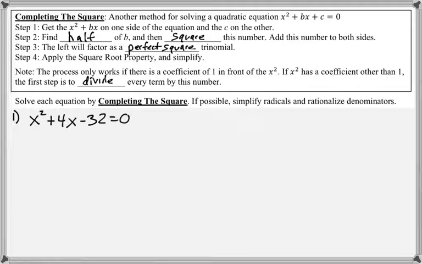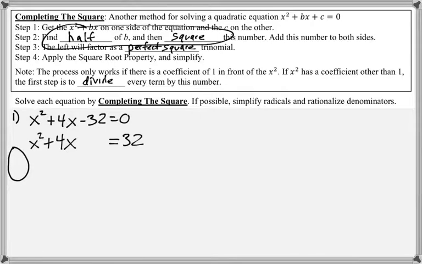It says solve each equation by completing the square, and if possible, simplify radicals and rationalize denominators. So my first step is that I want the x squared and the x term on one side, and then the constant on the other. So I want to add 32 to both sides. And you'll notice that I'm leaving a space open here because I do want to put a number here. So that number, this is where we're taking this half and then squaring it. So half of the b term, or half of 4, would be 2.